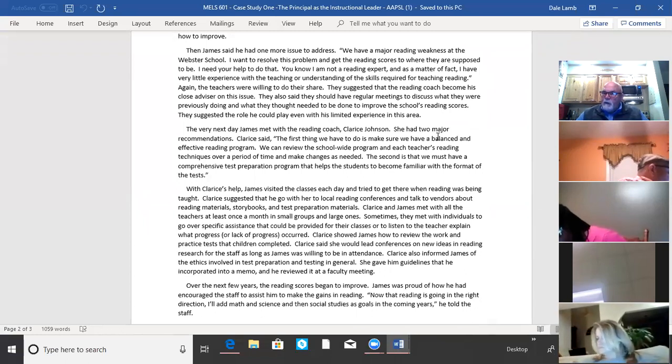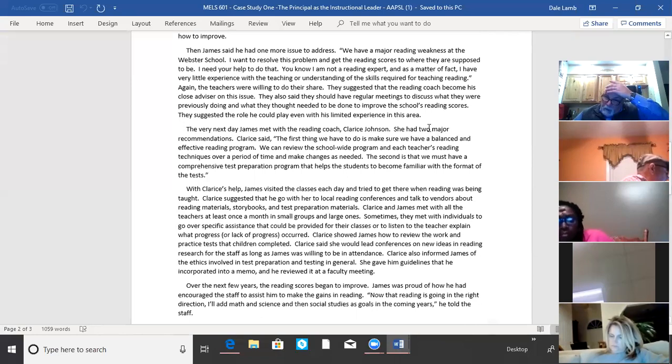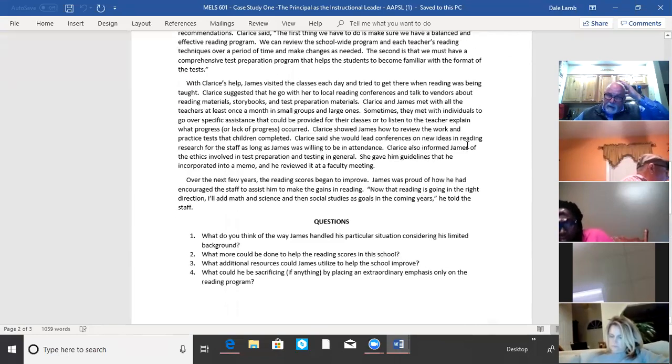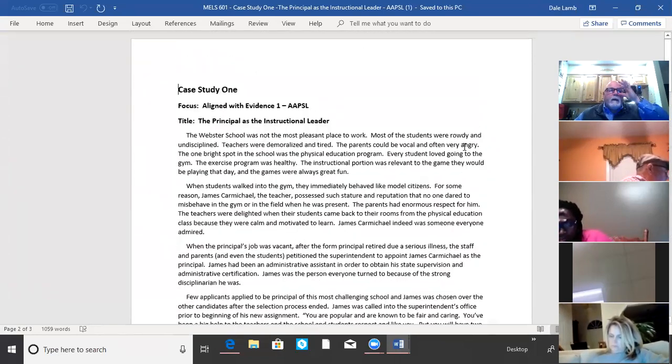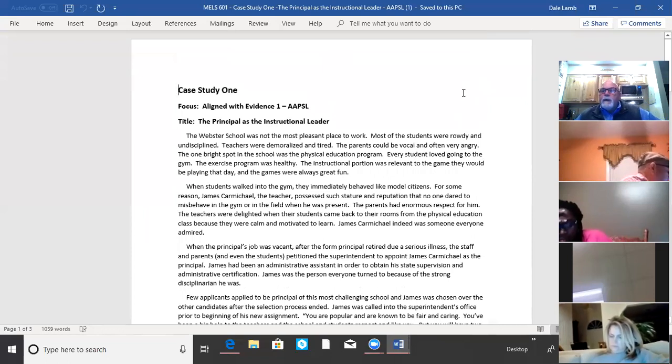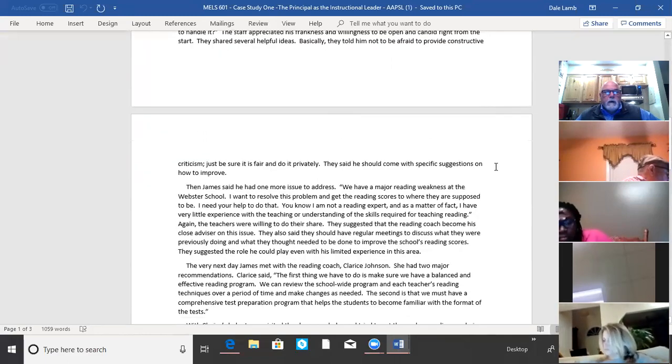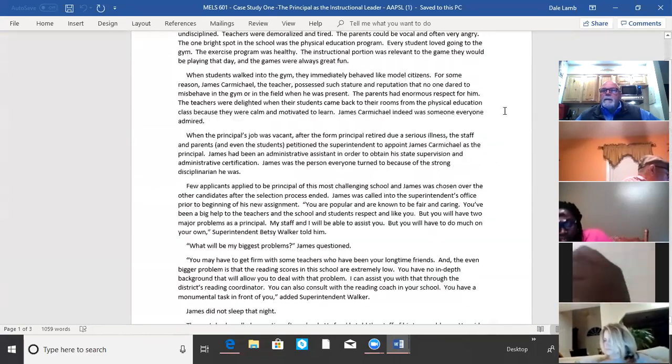You have to look at best practices. You have to do research. You have to identify your most pressing need, all those kinds of things. Your hint is James didn't do any of that. Go. All right. So that's your first case study. At this point where you are now, this one should be a piece of cake for you.